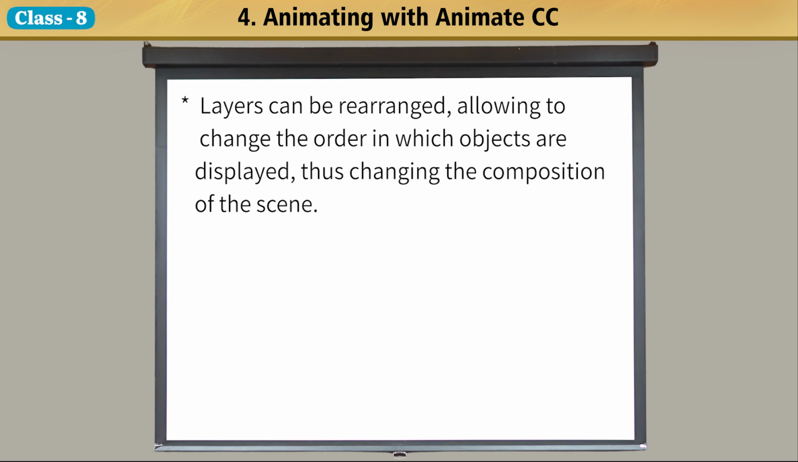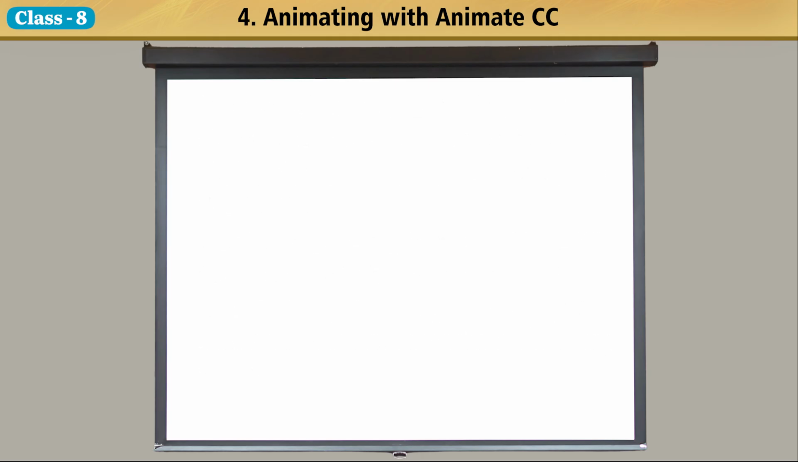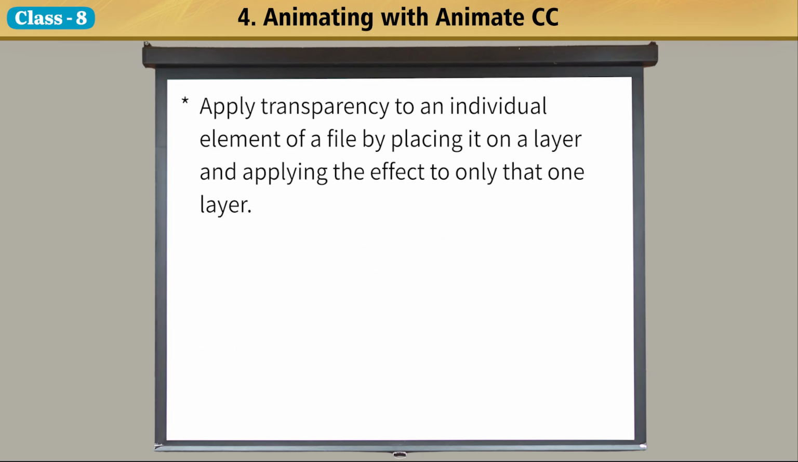Layers can be rearranged, allowing us to change the order in which objects are displayed, thus changing the composition of the scene. Individual layers can be turned on or off temporarily, which allows operators to focus on one particular part of a project at a time without the distraction of the other layers. Apply transparency to an individual element of a file by placing it on a layer and applying the effect to only that one layer.